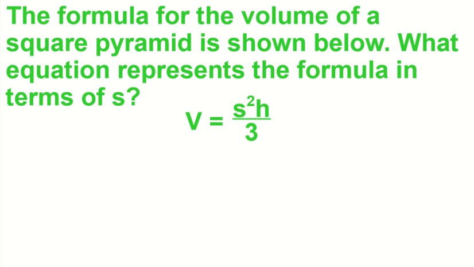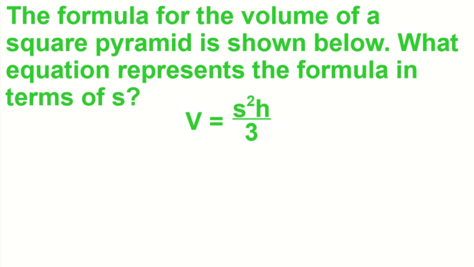All right, so if I need to solve that for S, we got the volume of a square pyramid shown below. The equation represents the formula we need to find in terms of s. So when it says in terms of, that means we're just solving for that letter. So we need to solve for s. All right, so if I've got v equals s squared times h over 3, what do I need to get rid of first? That 3. We want to get rid of that 3, right?